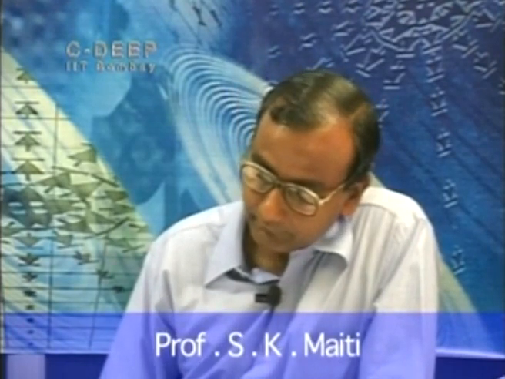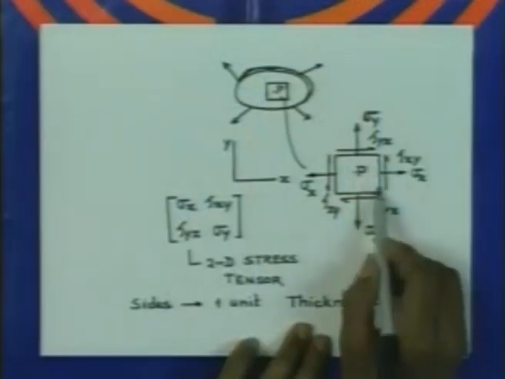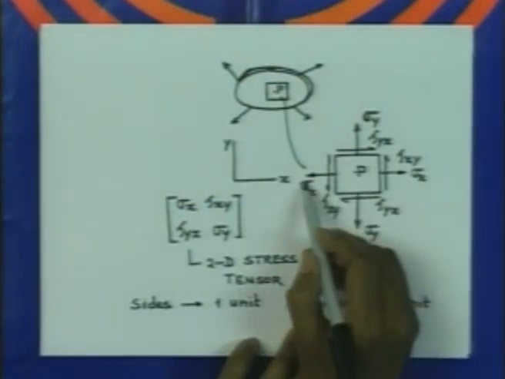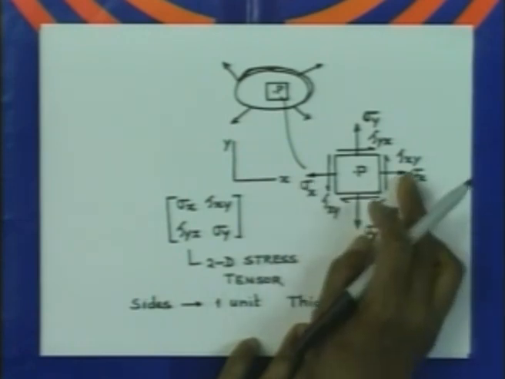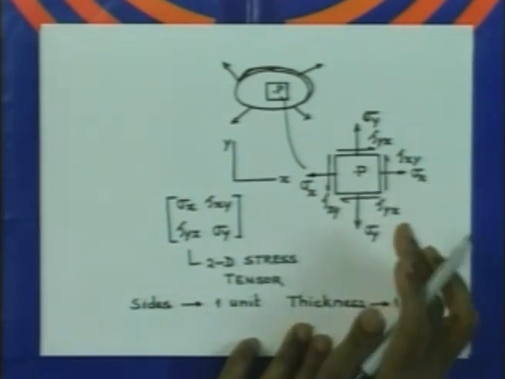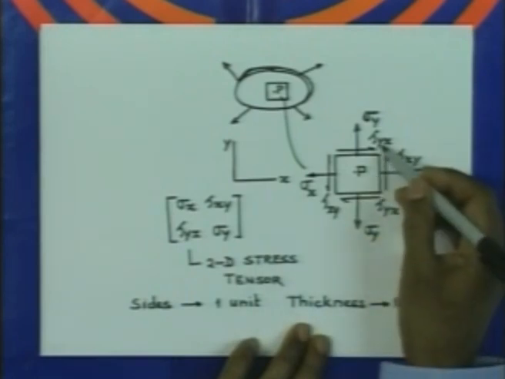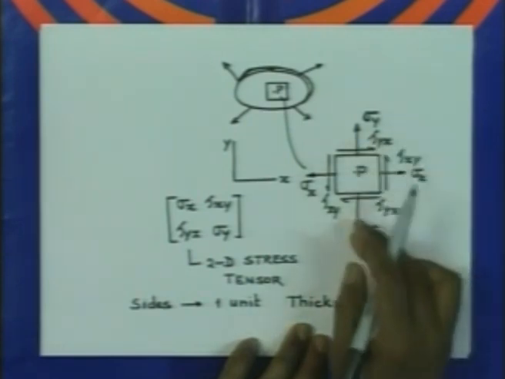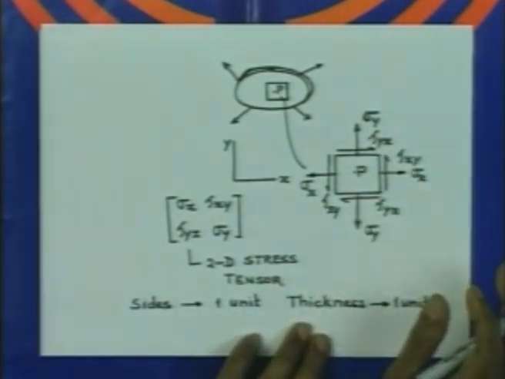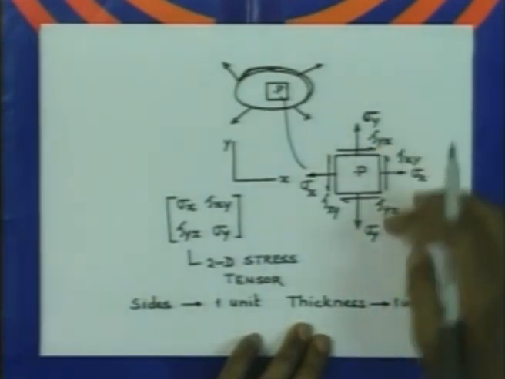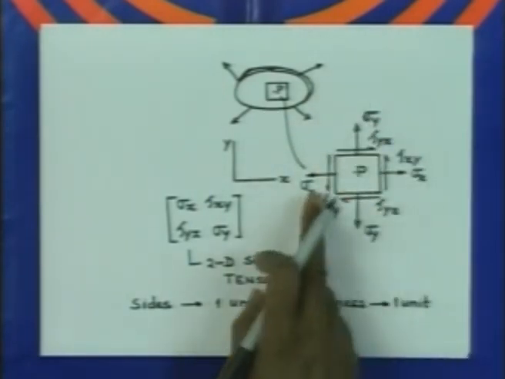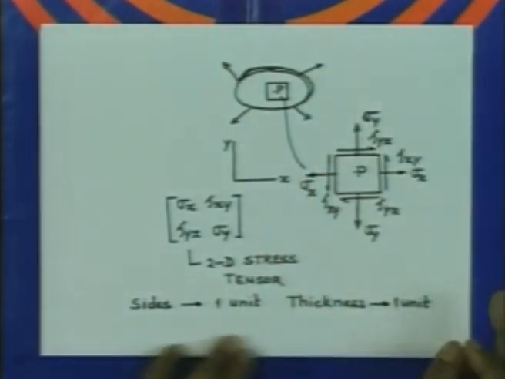The forces acting on this face is nothing but sigma x into 1, forces acting on this face sigma x into 1. So, they are equal, therefore, they are balancing. Similarly, this force is nothing but tau yx into 1 and this is tau yx into 1, again that is balancing. So, there is no net force in the x direction. Similarly, in the y direction, this force is going to balance with this force. Similarly, this force is going to balance with this force.